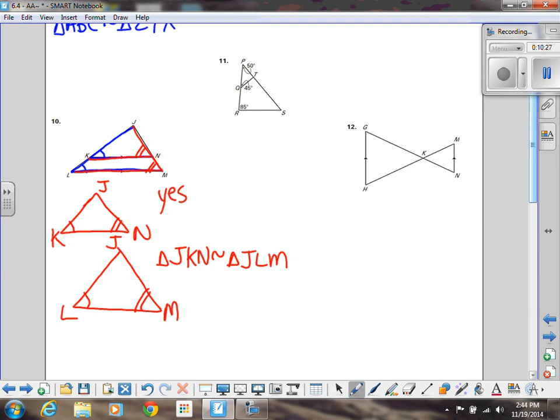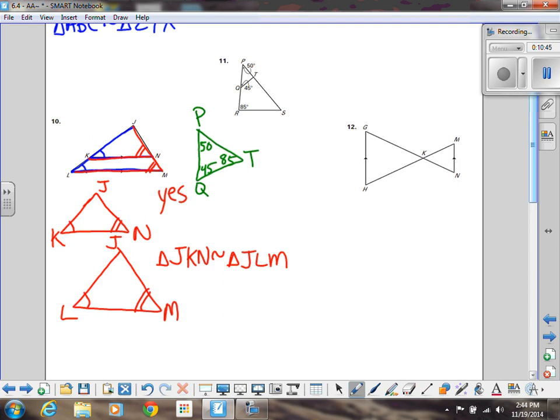All right, so let's look at number 11. 11 might be harder to see. Again, I'm going to redraw these out. I'm going to draw that little bitty triangle. It's kind of harder to see. That is a 45-degree angle. This is 50, so I'm going to find that third angle, which is 85. So this is triangle POQT.